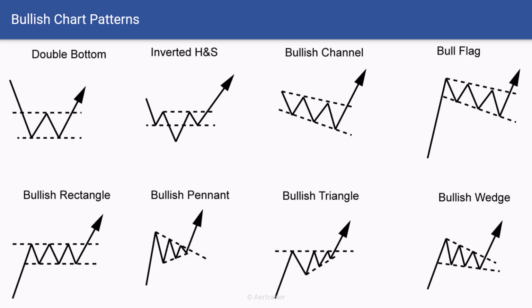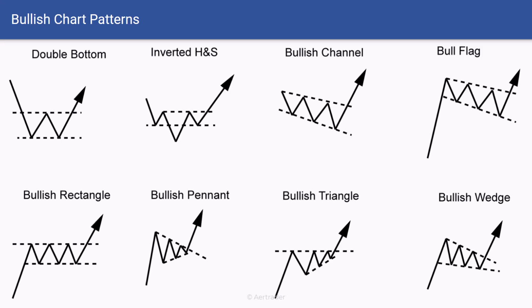Traders may look to enter long positions when the price breaks out of the pennant pattern, with a target of selling when the price reaches a predetermined level. Bullish triangle. The bullish triangle pattern is a technical chart pattern that is often seen as a continuation pattern, indicating that the price is likely to continue in the same direction after the pattern is completed.